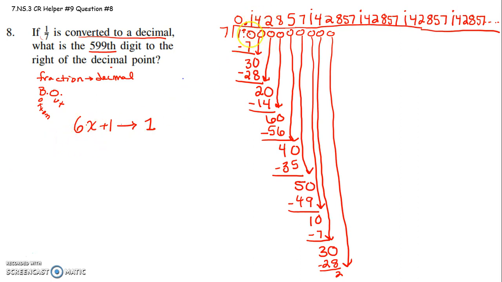So to get this next digit, the 4, it's going to be a multiple of 6, but now plus 2. That digit's going to be guaranteed to be a 4. That's a 2.